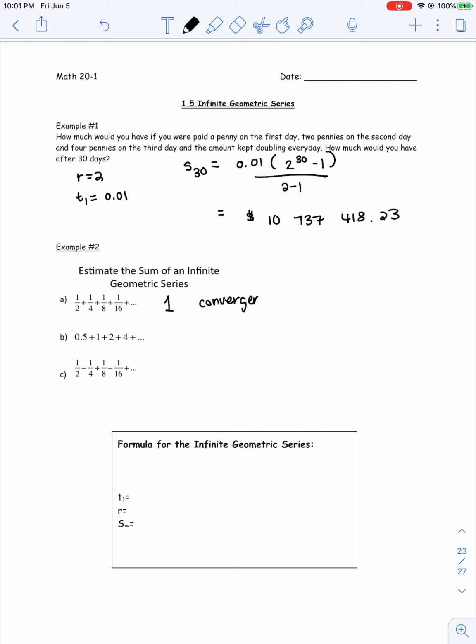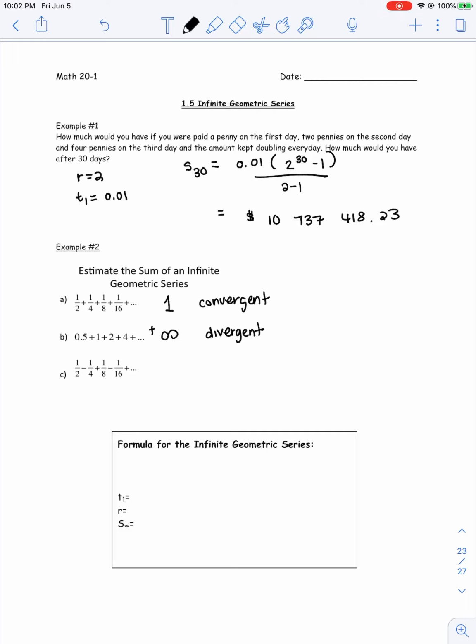So this means that it is convergent because it approaches an actual number. Our next number, if we were to keep adding numbers on, 0.5 plus 1 plus 2 plus 4, it would keep getting larger and larger and larger. So that means that the sum approaches positive infinity. And this is a case of a divergent series. So this doesn't approach an actual number.